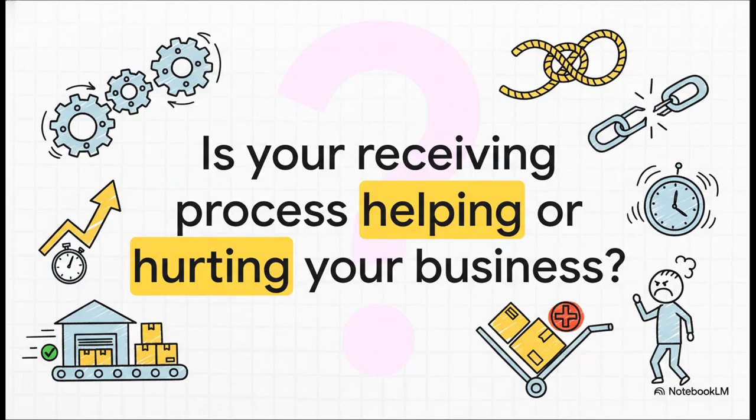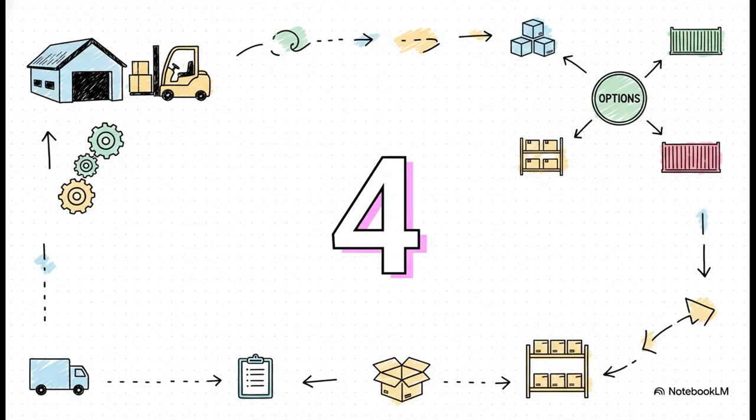It seems like a pretty simple question, right? But believe me, the answer can have huge ripple effects across your entire company. You get the receiving process right, and your inventory is available faster, it's more accurate, it's just smooth sailing. But a clunky process? Oh man, that's just a recipe for bottlenecks, errors, and a whole lot of headaches. So, how do you get it right?